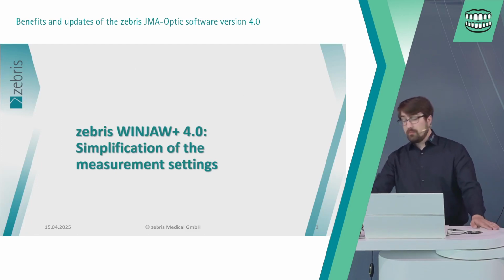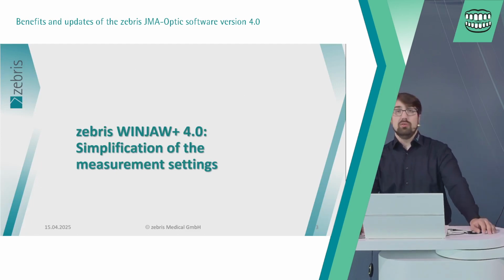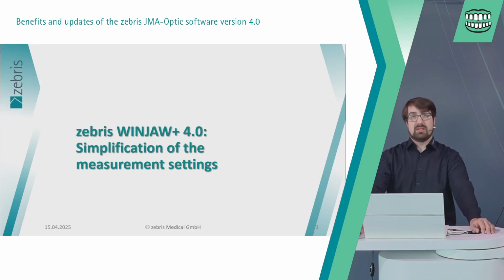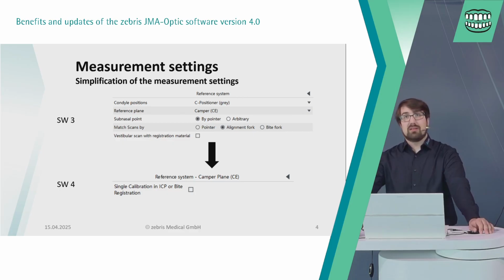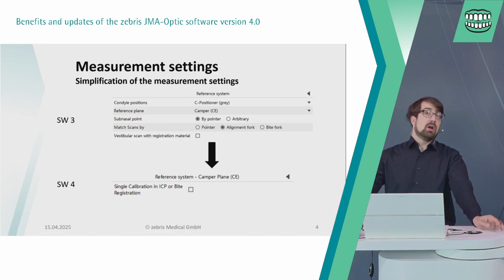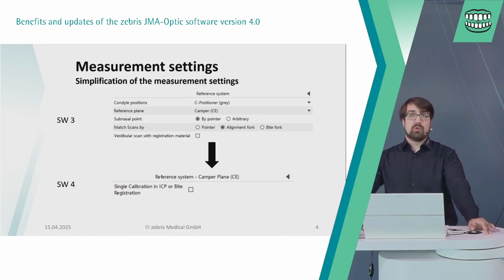So let's start with the first step, our new simplification of the measurement settings. In version 3, when we go into measurement settings, we have a lot of options. We can choose how we want to measure the condyle position, the reference plane, whether we measure the subnasal point at the Camper plane by pointer or arbitrary, how we want to match the scans, and the vestibular scan with registration material method. For new beginners, people who want to start with the system, this could be a bit overwhelming.